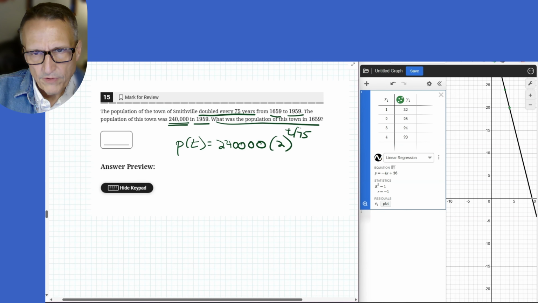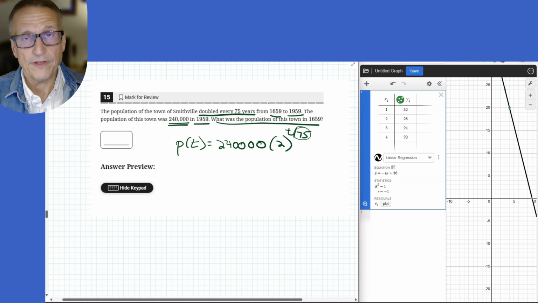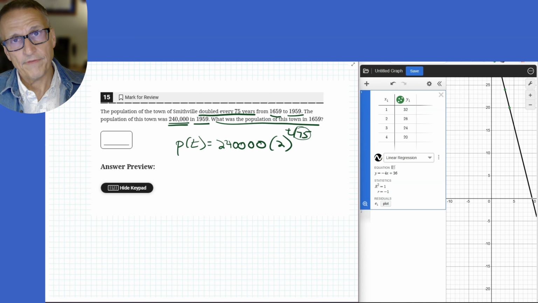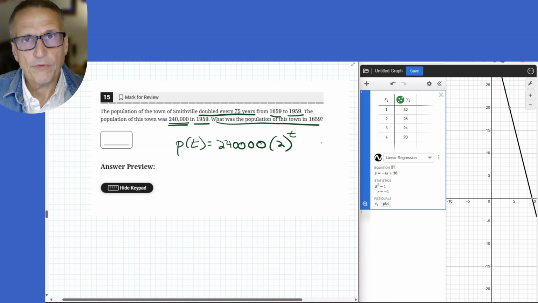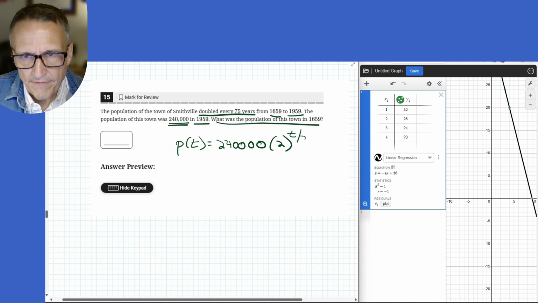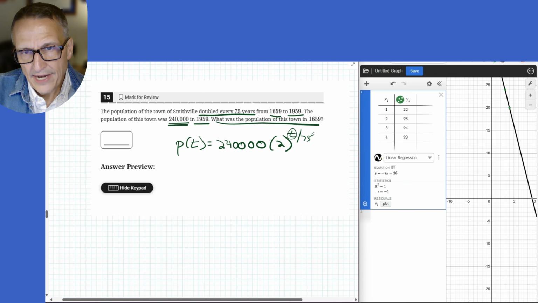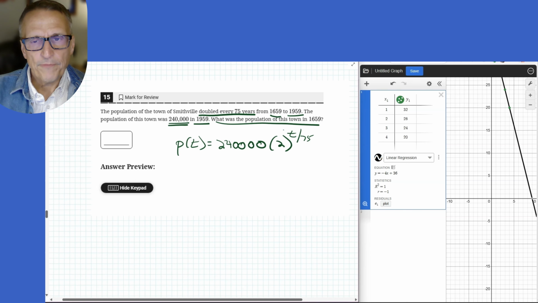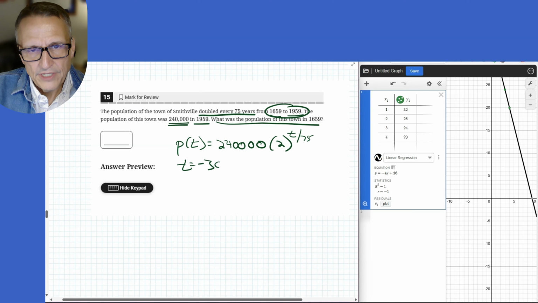This t over 75 right there will cause the period of time that it takes for the doubling to occur to be stretched way out instead of annually, right? If I put t, it would mean every year we doubled. But when I do t over 75, it takes 75 years for that exponent to reach the value of 1 and to actually double. So that is going to be the function that represents the scenario. Now what I'm going to do though is go backwards in time 300 years. So I really need to then solve this for t equals negative 300. And so that's what I'm going to do.